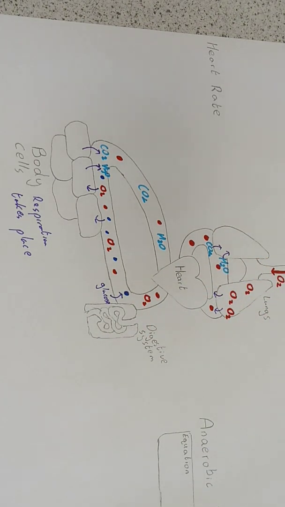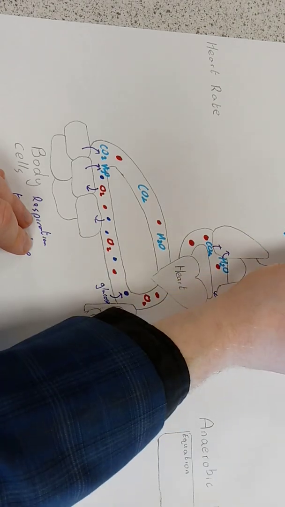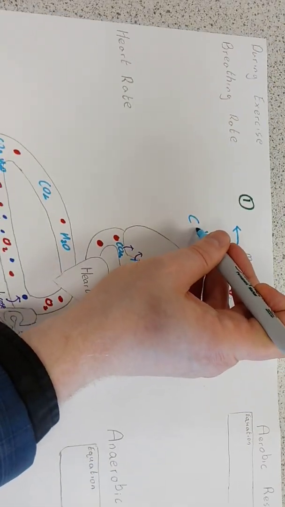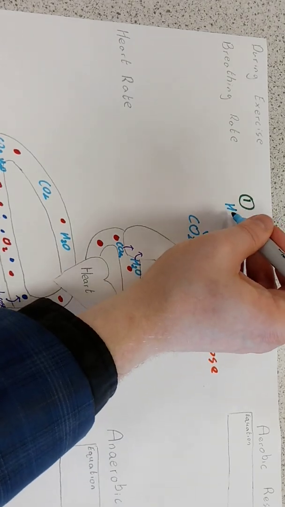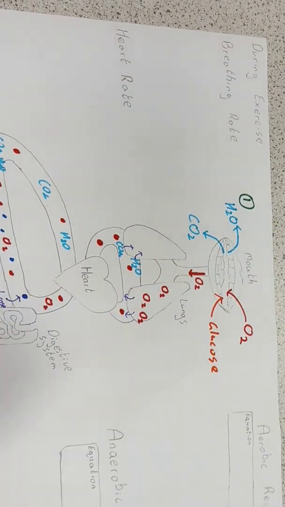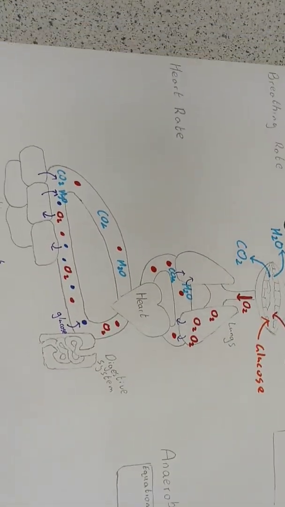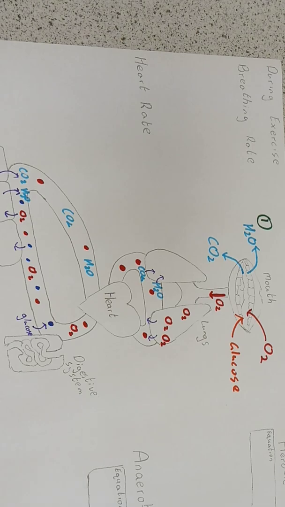So at the top, coming out of the mouth, you can show that you've got CO2 and H2O. Right, so you might want to start with that diagram first. If you want to put on any more explanations or annotations, that is fine.